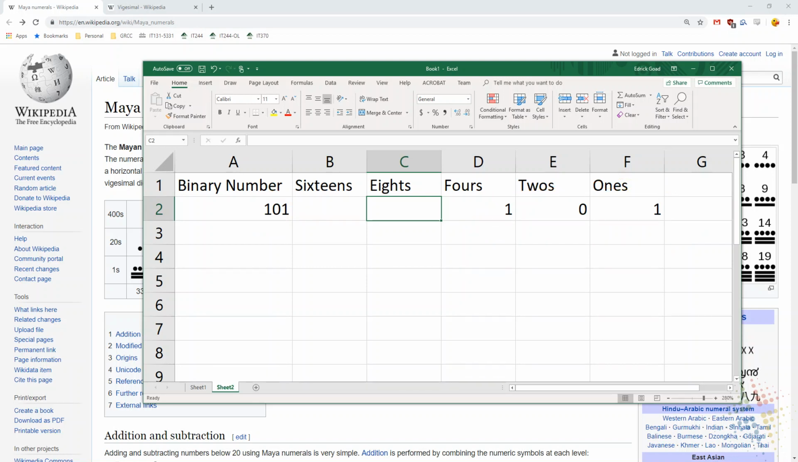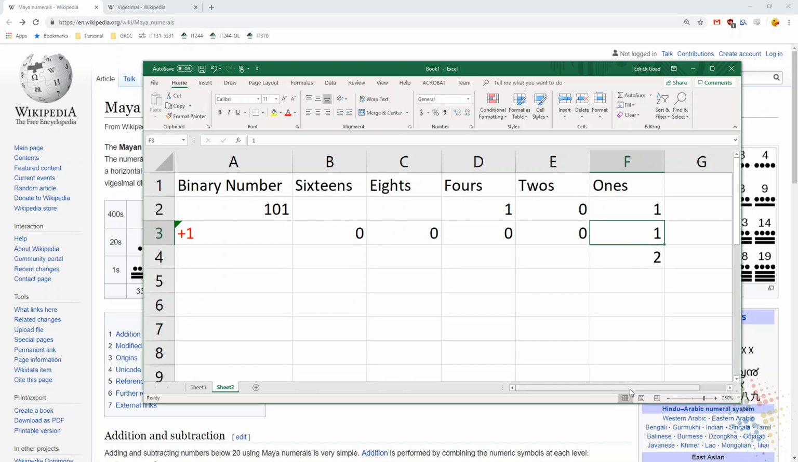Well, now that I've broken this out, let's try adding a number here. If I want to add the number 1 to 101, remember I only have 2 digits, so I have to go with either 0s or 1s. I'm not adding any 16s, any 8s, any 4s, any 2s. I'm simply adding a 1. All right, so 1 plus 1 is 2.